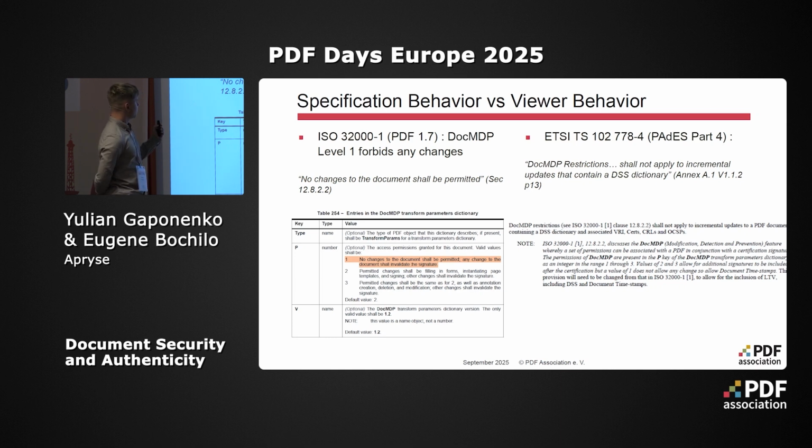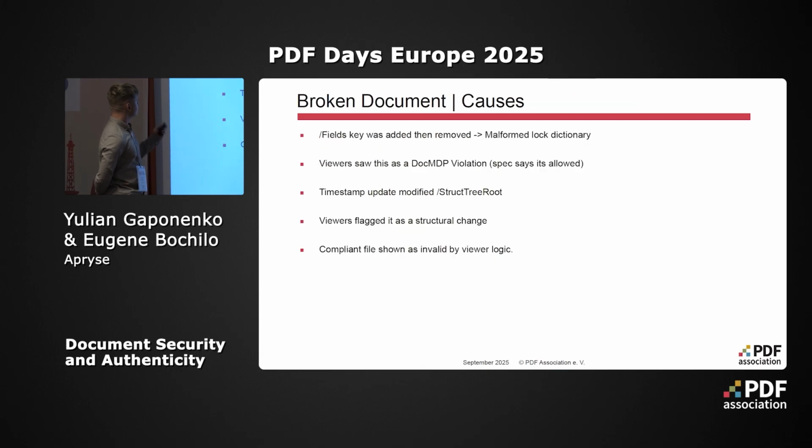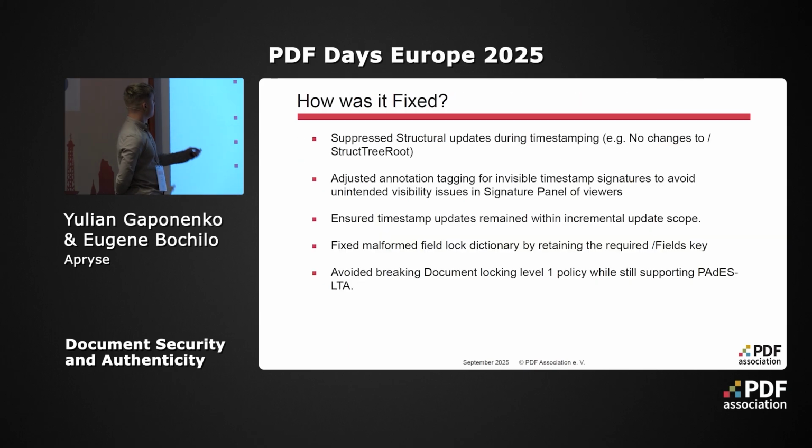So in this particular example, our document indeed had a signature and indeed was tagged, and a new timestamp was added on top of the signature. Of course, the structure root was updated, and the viewer just complains that the first signature is no longer valid because there were some unallowed changes in the document. What can you do about it? Well, as an SDK developer or as a user.